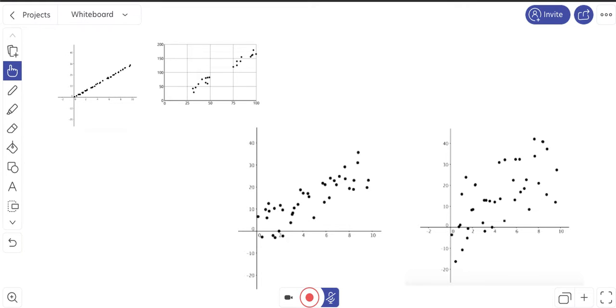Hi, eighth graders. We are now going to look at weak relationships or weak correlation coefficients and what graphs would look like there. So in the last video, we looked at strong correlation coefficients.